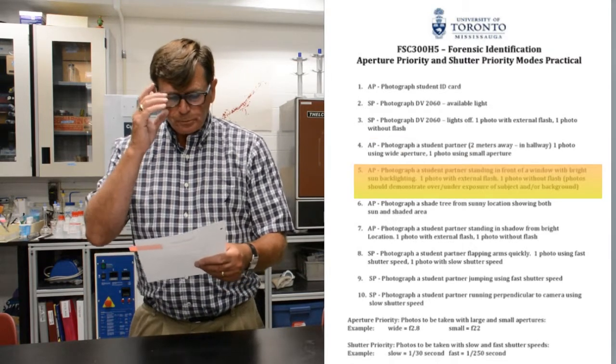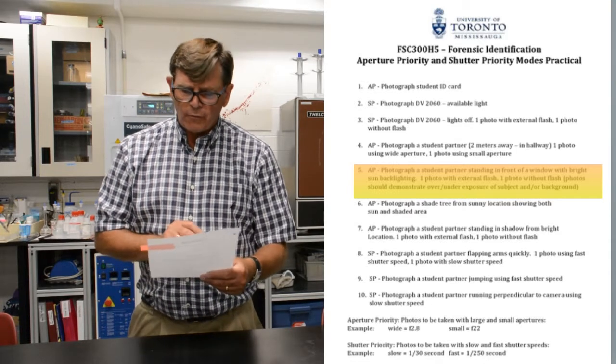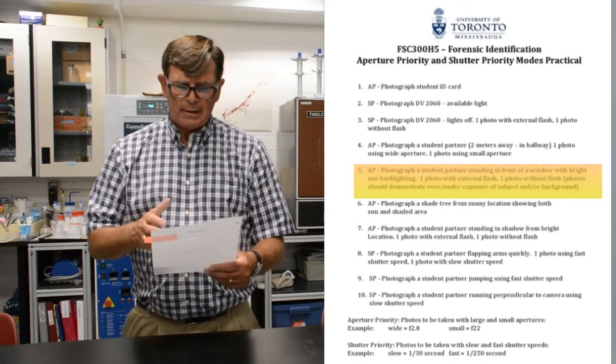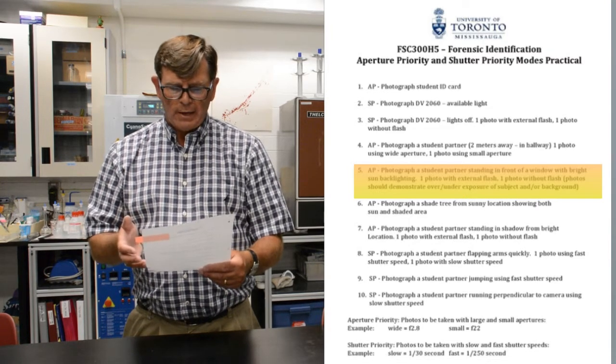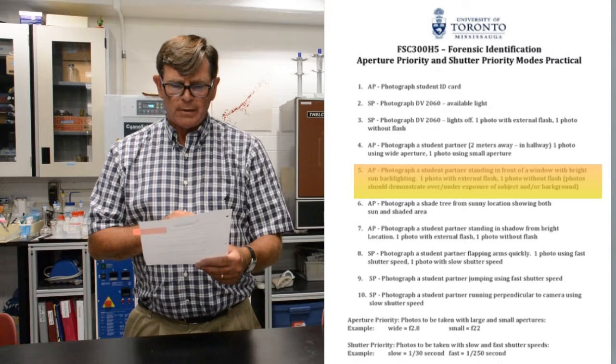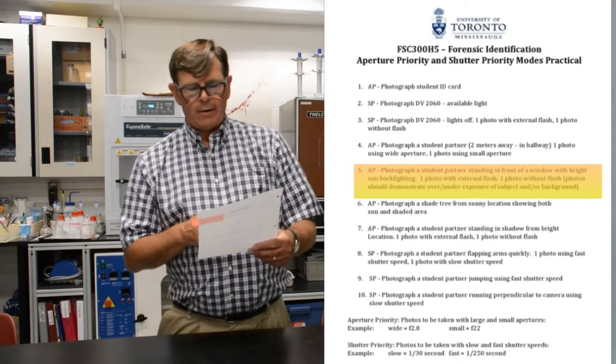Number 5, aperture priority. Photograph a student partner standing in front of a window with bright sun backlight, a photo with external flash, a photo without flash, and that photo should demonstrate over and under exposure of the subject and or the background.